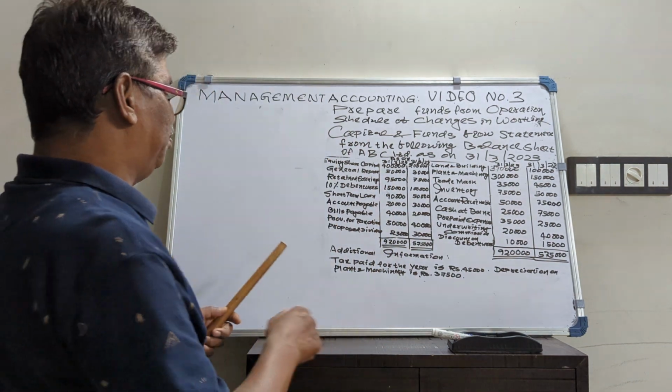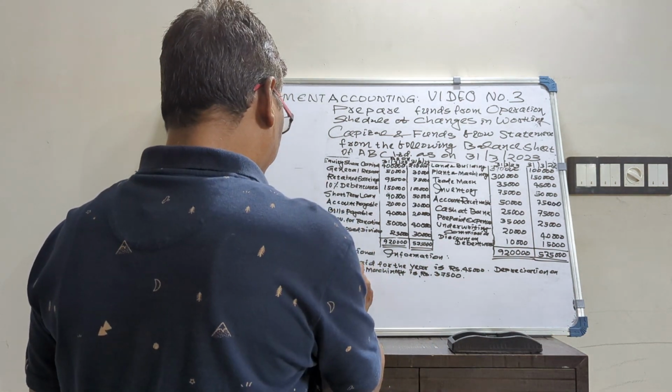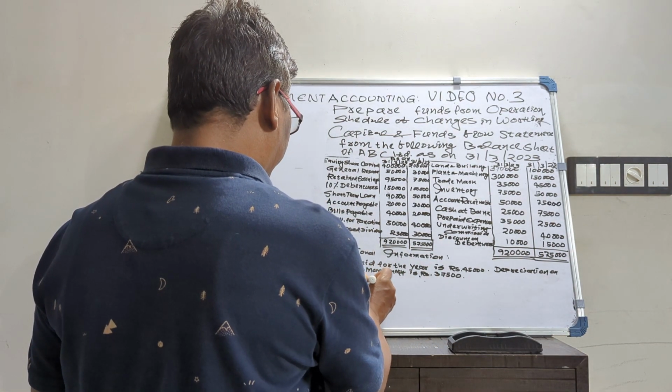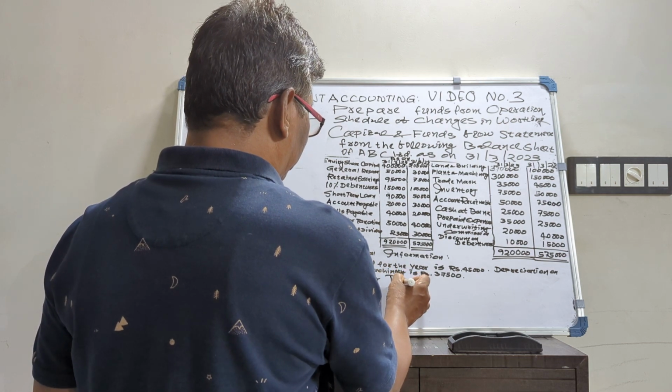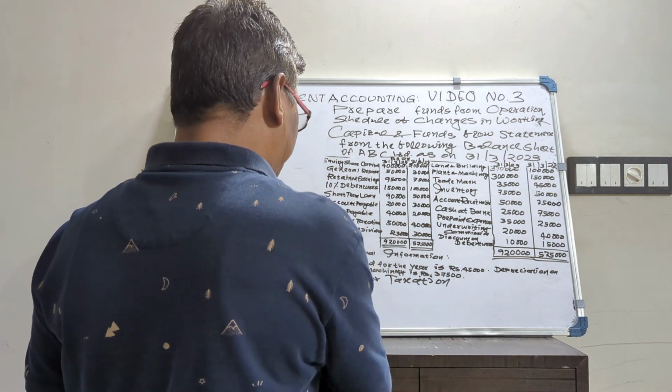Then first we will prepare provision for taxes on the ledger. So provision for taxation, this is a liability. So we will prepare like this.